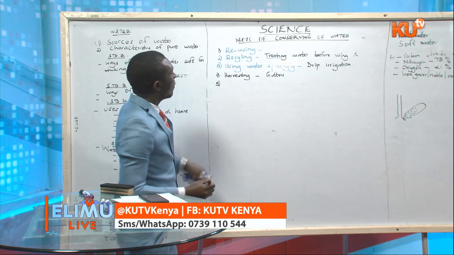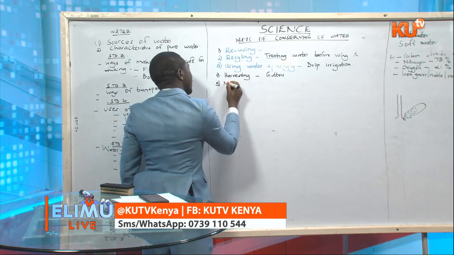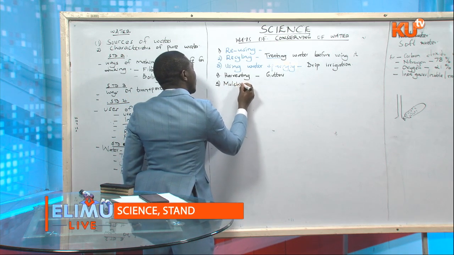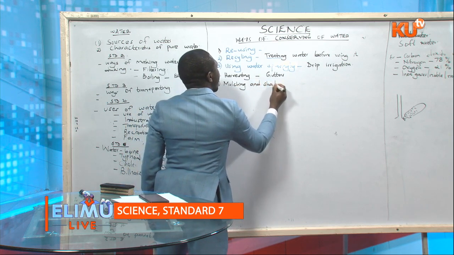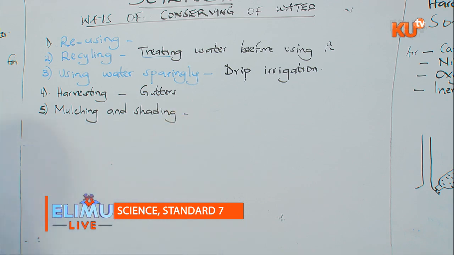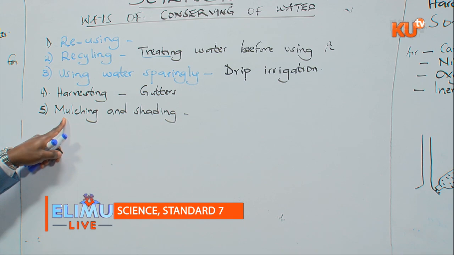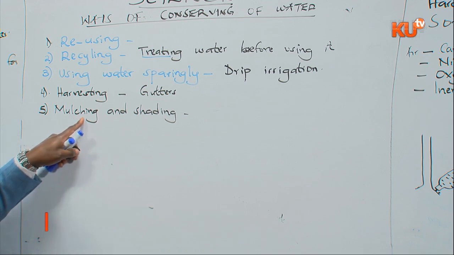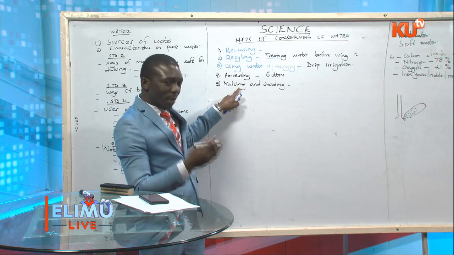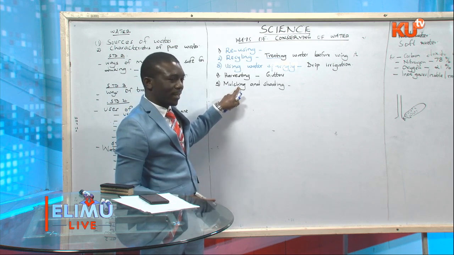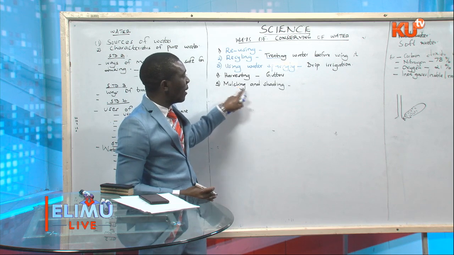Another way of conserving water, we have mulching. They usually combine it with what we call shading. The main reason for mulching is to conserve water. Mulches are those dry grasses that are applied on plants. When they dry up, we know they rot, and when they rot, they become manure. But the main reason why we use mulches is to conserve water.